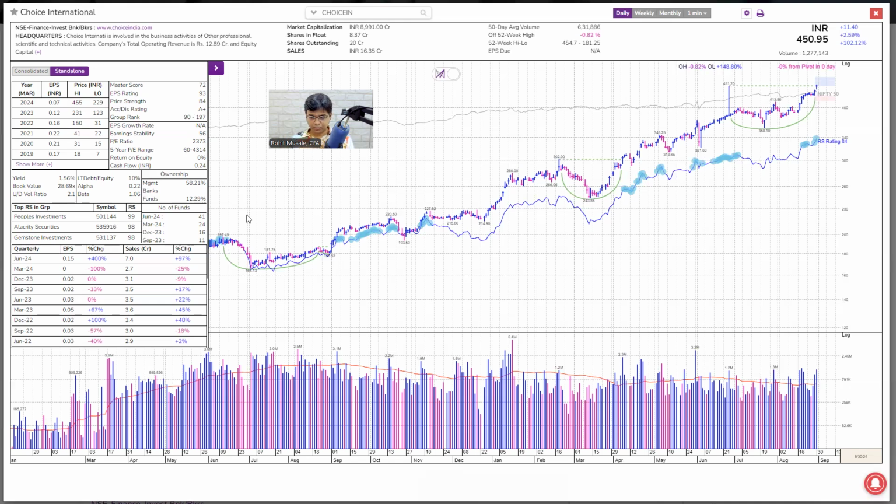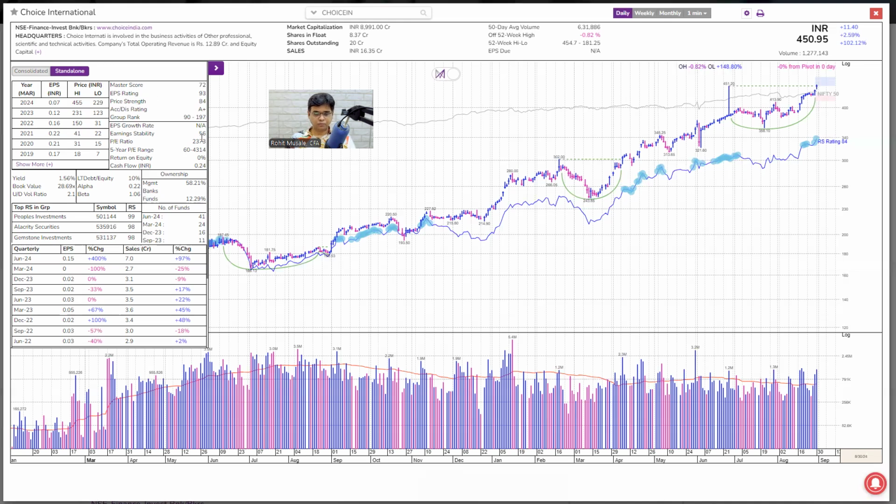What I do care about is that this number should be more than 80, because it divides the entire stock market into 5 percentiles. So the top percentile, which is 20% of the stocks, will have a master score of 80 or more. So I'm going with the best stocks if this is 80 or more, which is not the case for this stock. So that's a negative factor.